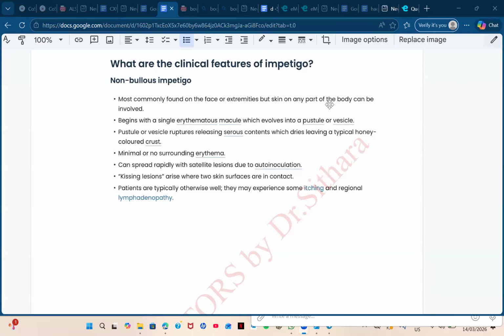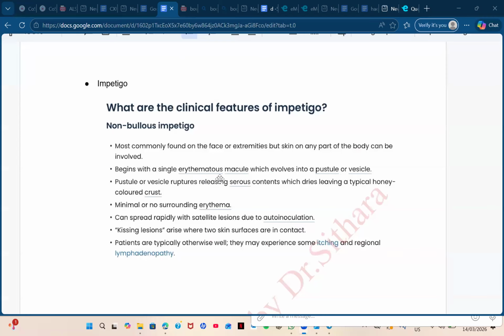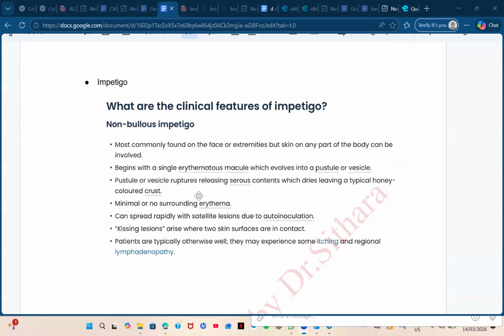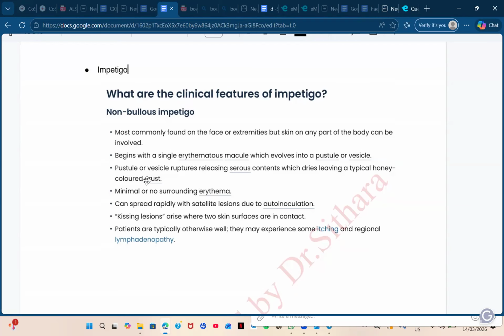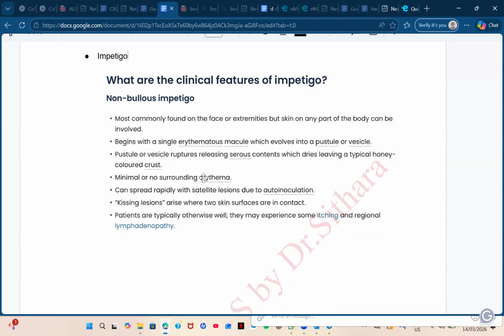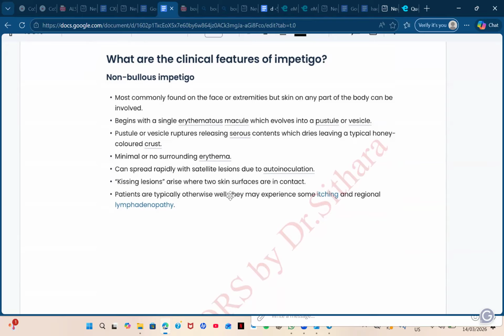Okay, so let's discuss a little bit about non-bullous impetigo. It is most commonly found on the face or extremities, but skin on any part of the body can be involved. It begins with a single erythematous macule, which evolves into pustules or vesicles. Pustules or vesicles rupture, releasing serous content, which dries, leaving a typical honey-colored crust. There is minimal or no surrounding erythema. It can spread rapidly with satellite lesions due to autoinoculation, and kissing lesions arise where two skin surfaces are in contact, right? That's why we call this a contagious disease, right?